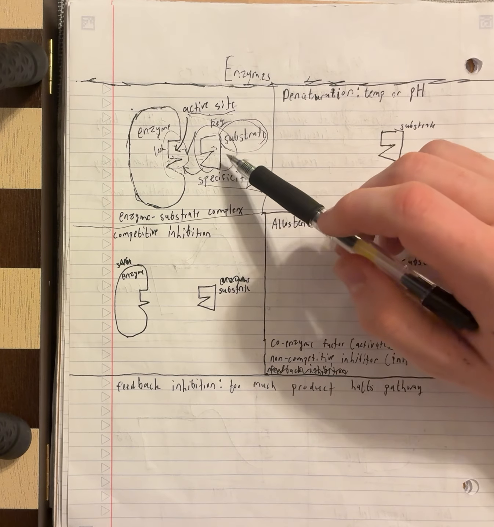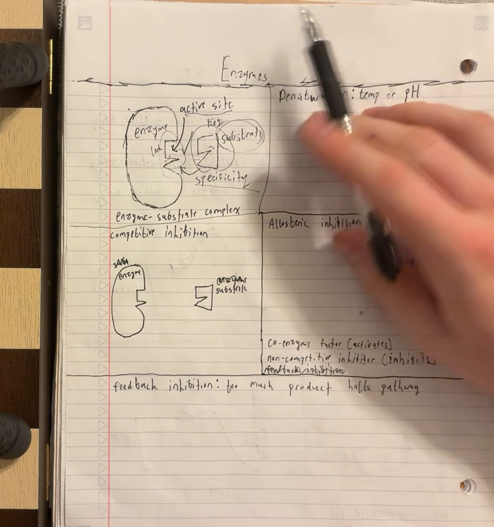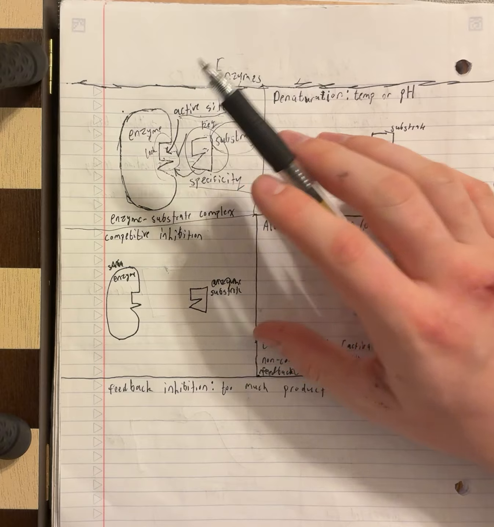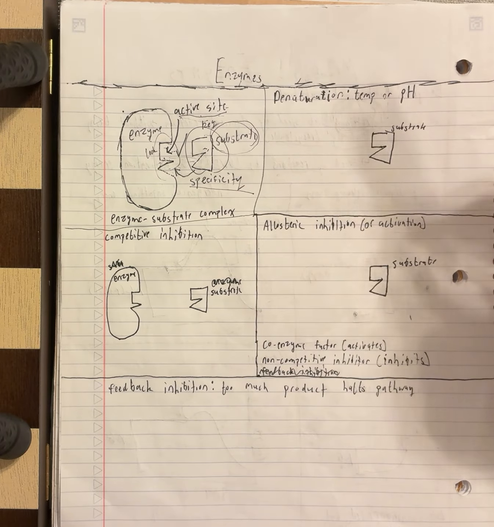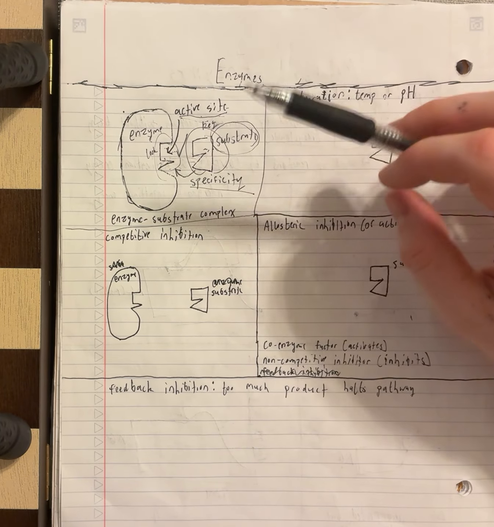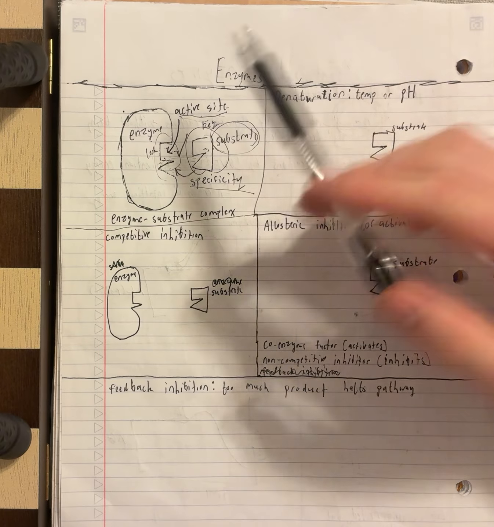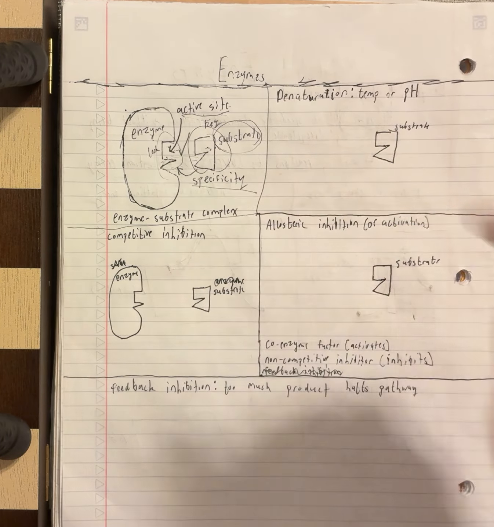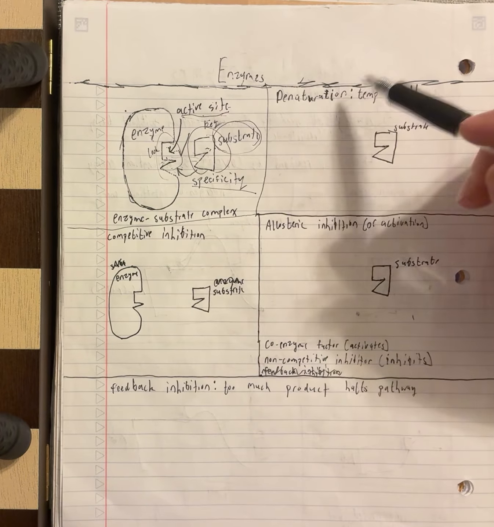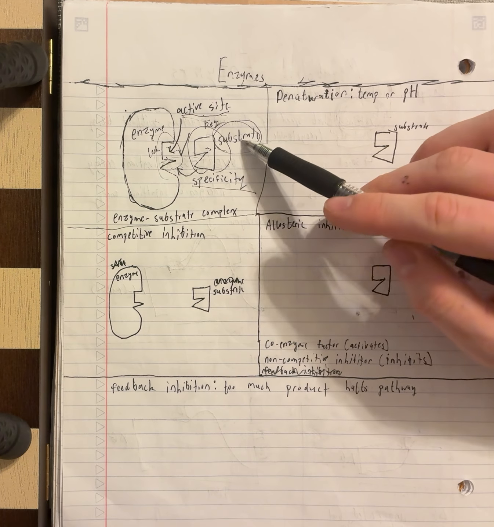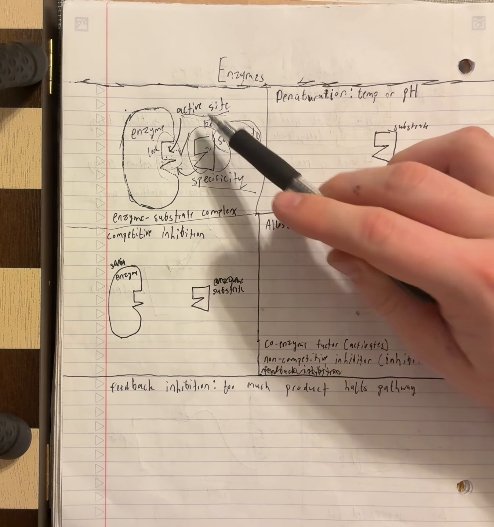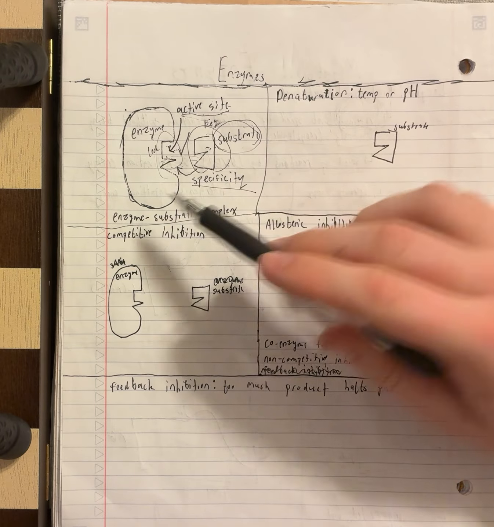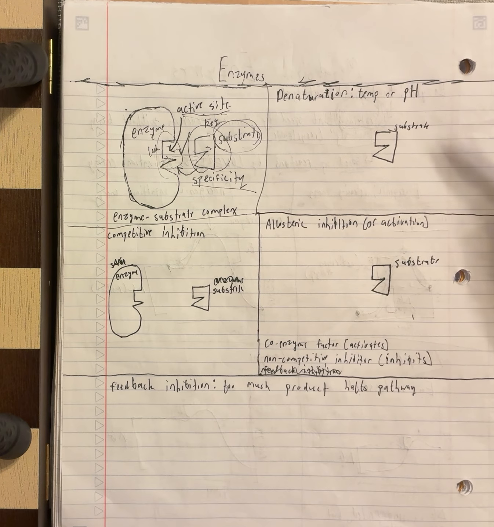It's also worth knowing this substrate could be really anything, and this enzyme could look like anything. Substrates could be ATP, it could be ADP, it could be anything you want. Well, not anything you want. Anything you want in a biological system that exists. But just know that substrates bind to active sites of enzymes and form enzyme-substrate complexes.